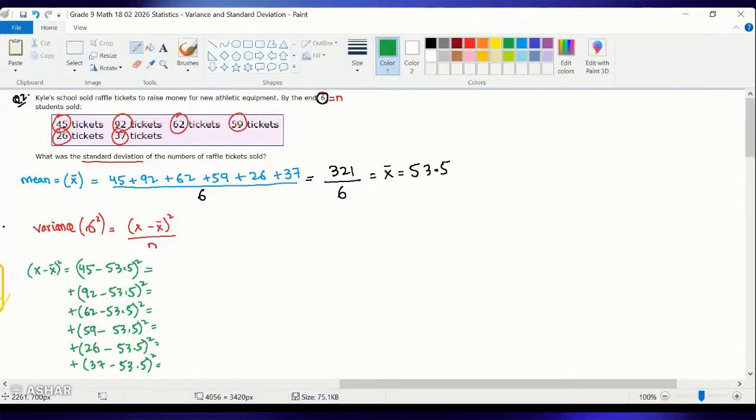45 minus 53.5 squared comes out to be 72.25. 92 minus 53.5 squared would be 1482.25. 62 minus 53.5, and we square, the answer comes out to be 72.25. 59 minus 53.5, and the answer is squared, it comes out to be 30.25.